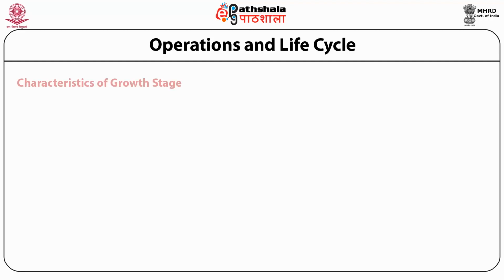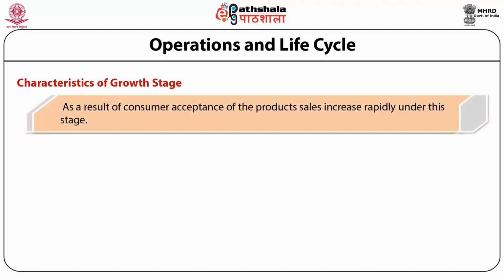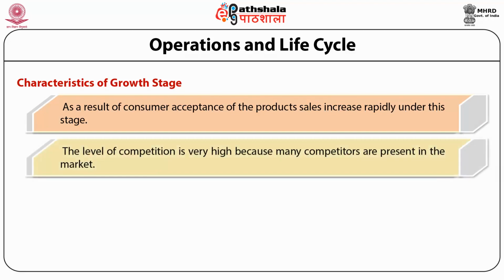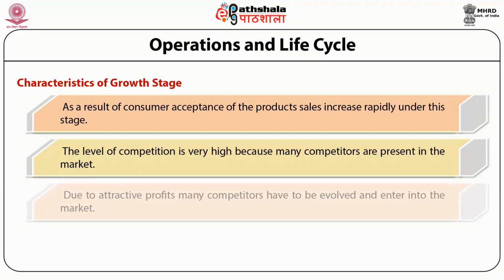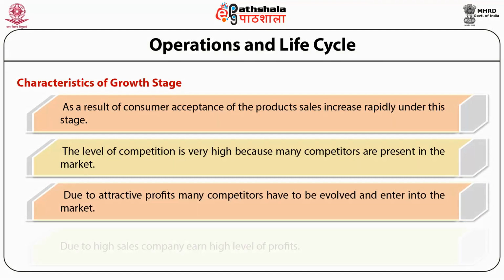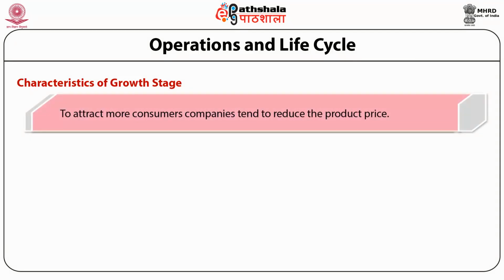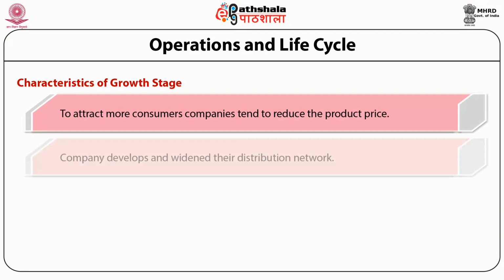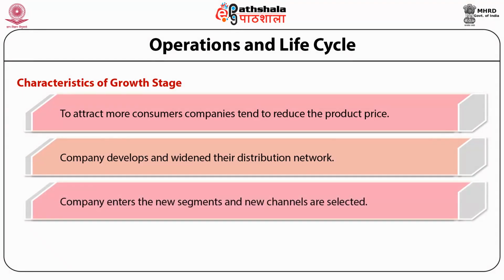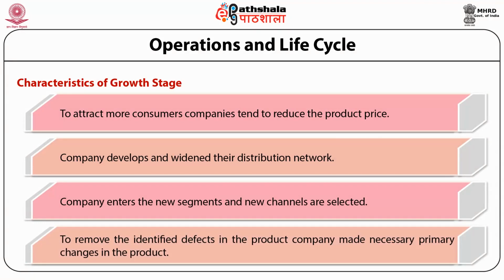Characteristics of the growth stage. As a result of customer acceptance of the product, sales increase rapidly under this stage. The level of competition is very high because many competitors are present in the market. Due to attractive profits, many competitors have evolved and entered the market. Due to high sales, the company earns high profits. To attract more customers, companies tend to reduce the product price. Companies develop a wider distribution network. Companies enter new segments and new channels to remove the identified defects in the product. The company makes necessary primary changes in the product.